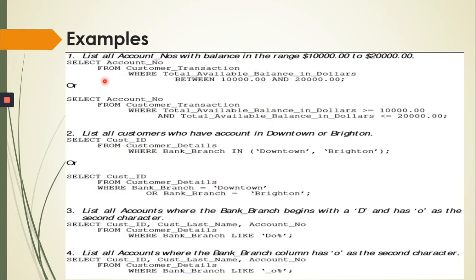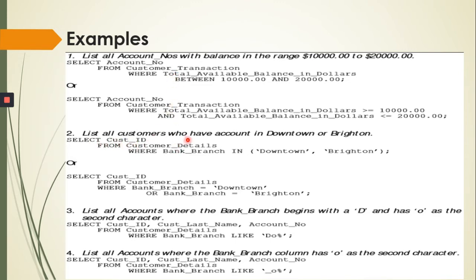We can also write this query like this: select account number from customer transaction where total available balance in dollar is greater than or equal to 10,000 and total available balance in dollar is less than or equal to 20,000. But when we are using the between statement, we have to use and also. So you can write it using these two methods.